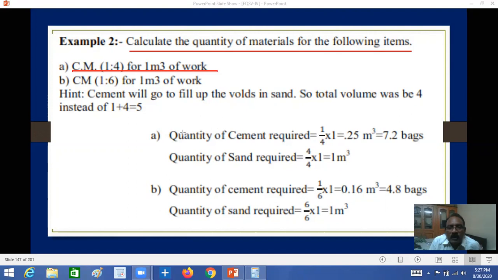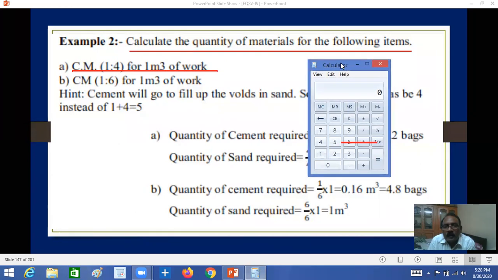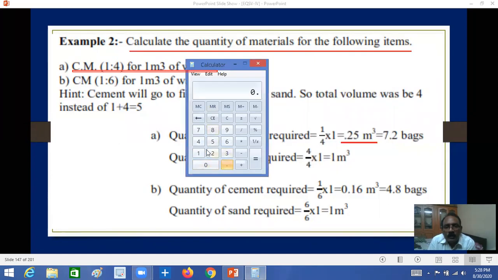Say for example, the quantity of cement for 1 cubic meter of 1:4 mortar is 1/4 into 1, that is 0.25 cubic meter. Here you calculate this quantity. If you get 0.25, how many bags is that for 1 cubic meter of cement?